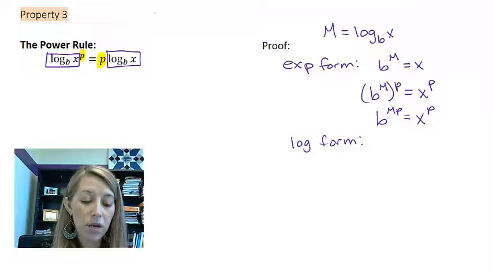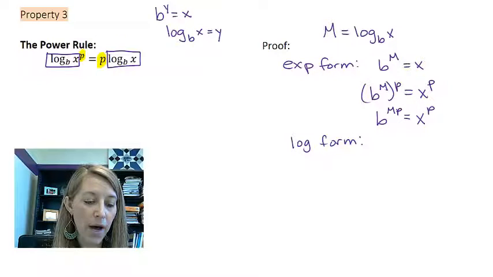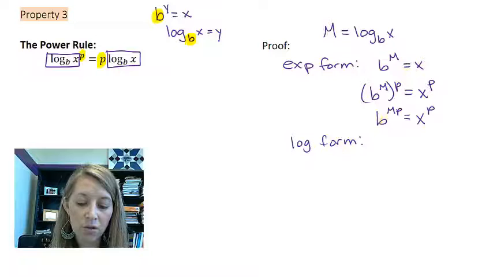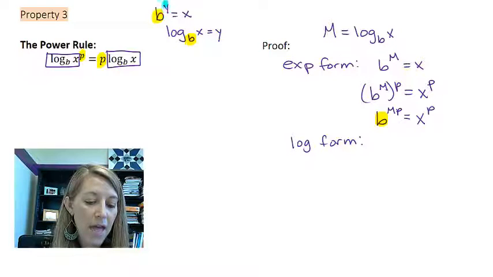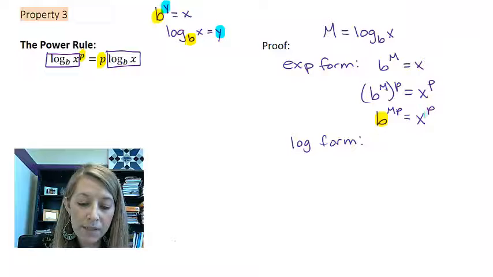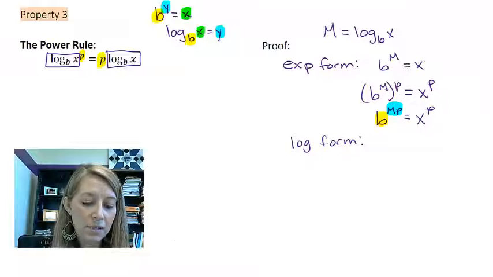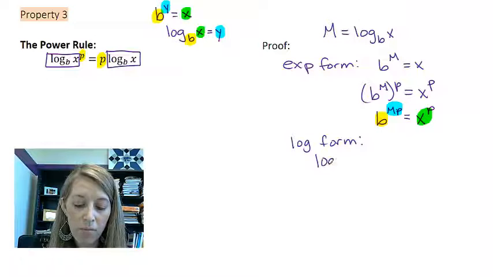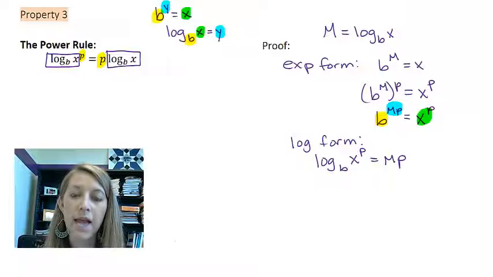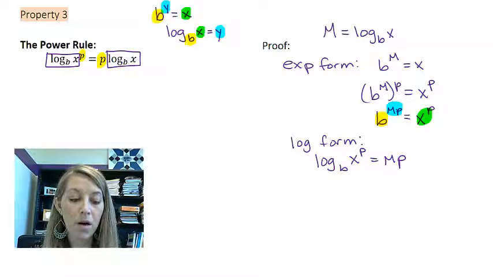Okay, so we know that if we have a base to some power is equal to x, that's the same thing as log base b of x is equivalent to y. So whatever my base is, that goes to the base of my log. Whatever my exponent is, it goes to the opposite side of my equation. And whatever x is, that's my argument inside my log function. So changing this back into log form, I have log base b of x to the p is equal to my exponential power, mp.